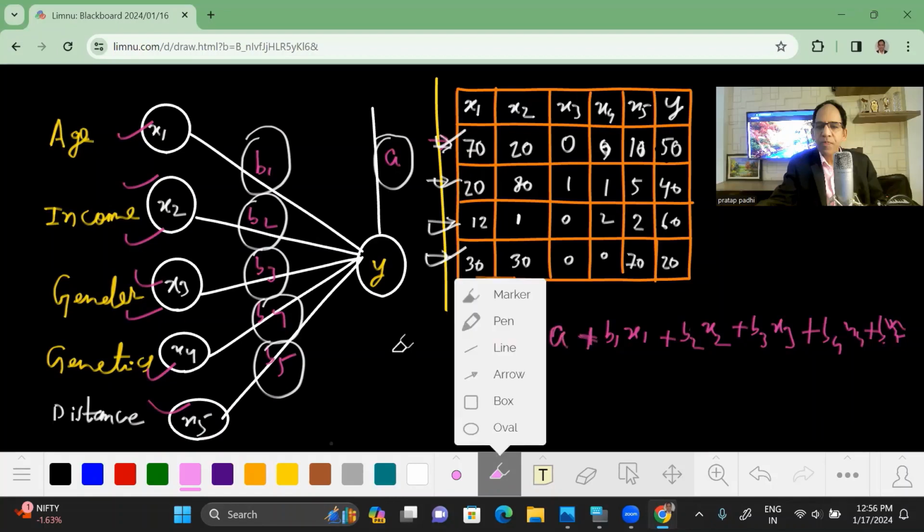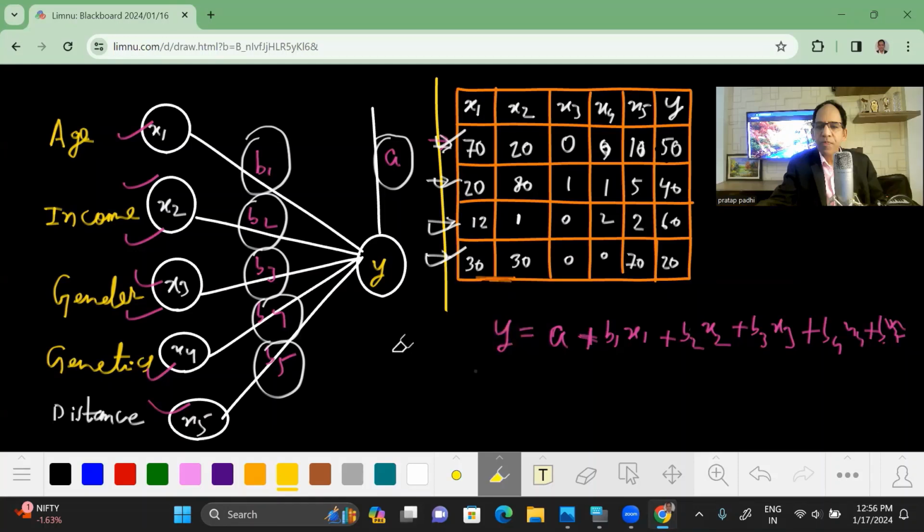So what is training the neural network? What will the neural network learn here? That's what we want to know. If you see the first row, it will check what is that A when you add, what is that B1 when you multiply with X1, what is that B2 when you multiply with X2, that is 20, what is that B3 you multiply with X3, that is 0, what is that B4 you multiply with X4, and what is that B5 you multiply with X5, so that you will get 70.